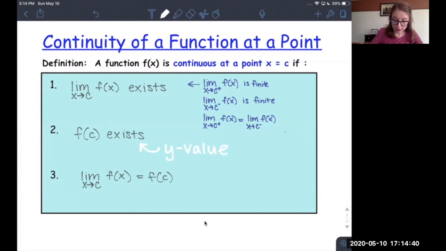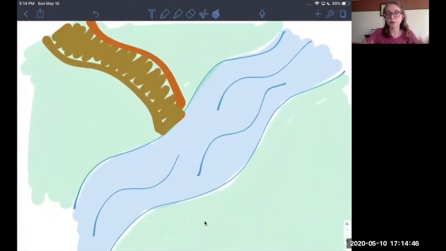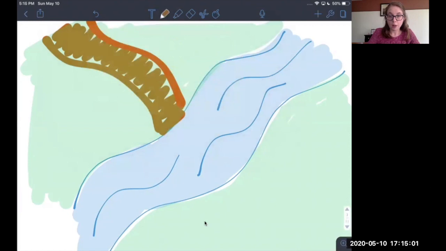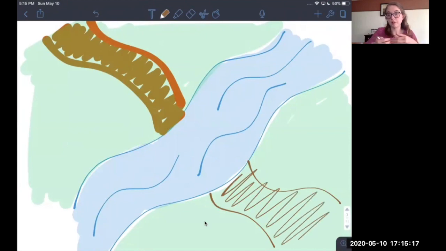So the way that I like to think about this is kind of the idea of a bridge going over a river. So here you have my extra artistic river with some green grass on each side, and the brown thing is supposed to be a pre-existing road that leads up to one side of the river. If you wanted to build a functioning bridge over this river, what you would have to do is build the road on the other side of the river so that it was going to match up in the same exact place. So it'd have to come together.